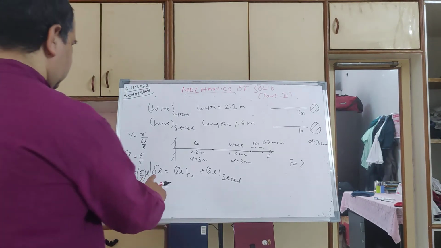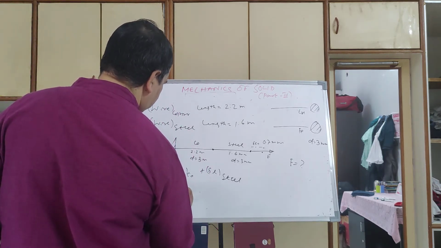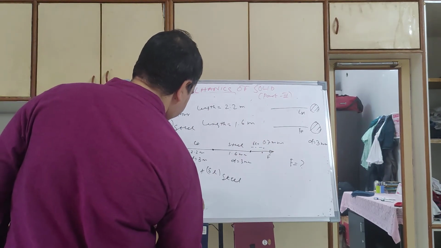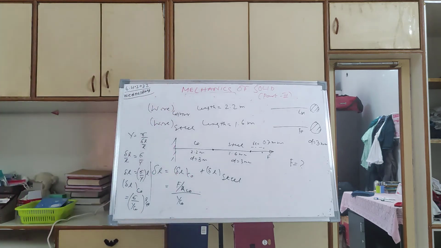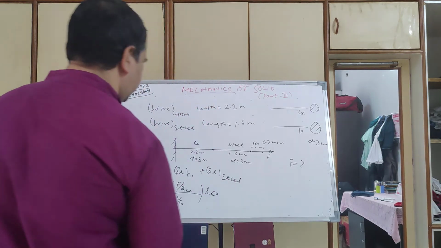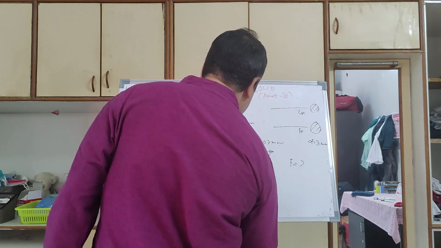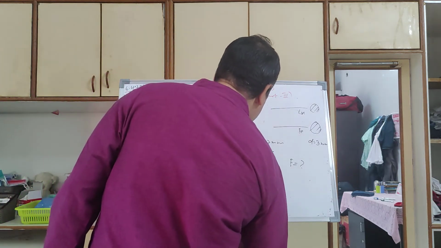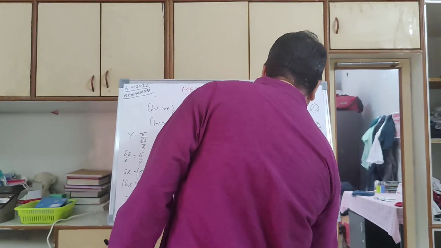So delta L is equal to sigma, and sigma is nothing but force by area. Force is the same on both. So delta L is equal to F by A copper, divided by Y copper, into L copper, the length of that copper wire, plus F by A steel, divided by Y steel, into the length of steel.